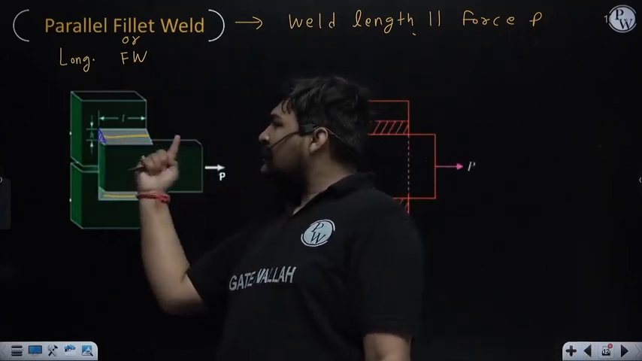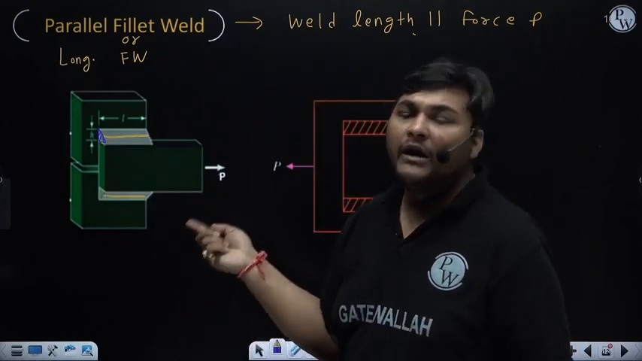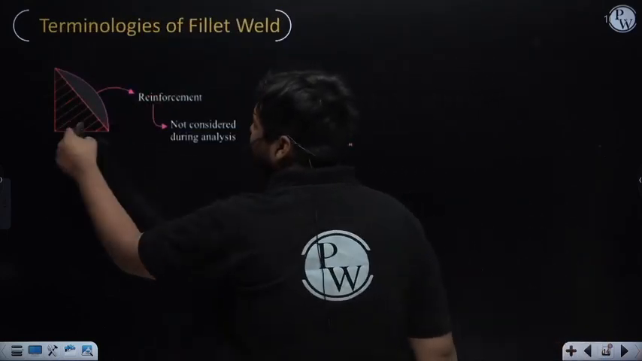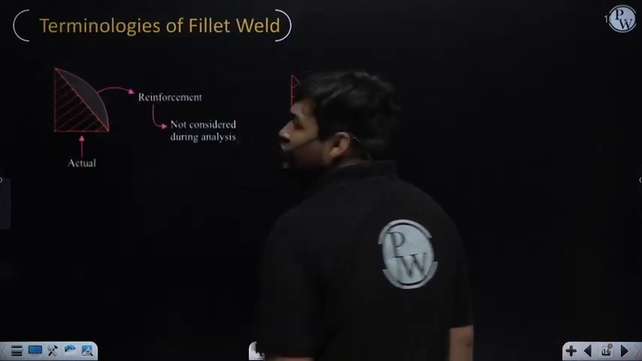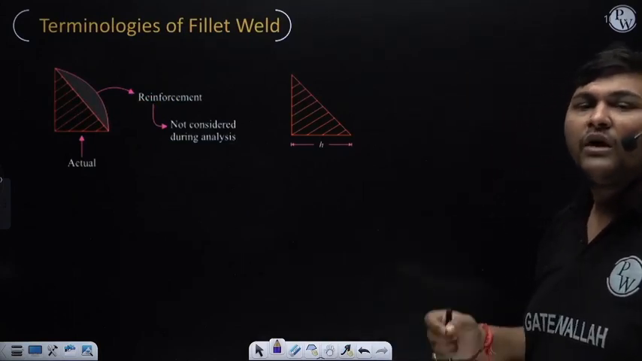Because along this direction, only length is coming. Length of the fillet weld is suppose L. But in this side, you can see various thicknesses are coming. One thickness is this, one thickness is this, one thickness is this. So this side view is important to understand various terminology of fillet weld.